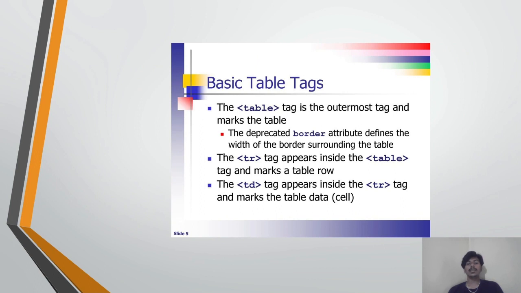Basic table tags. The table tag is the outermost tag and it marks the table. The deprecated border attribute defines the width of the border surrounding the table, and the tr tag appears inside the table tag and marks the table rows. Td. The td tag appears inside the tr tag and it defines the table data, or the cell.